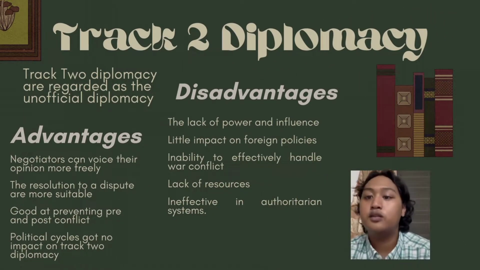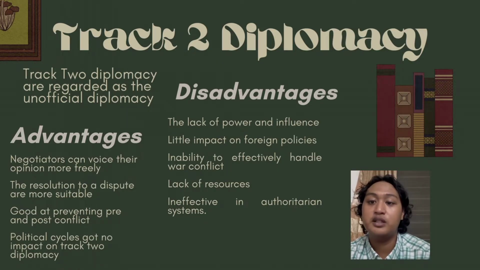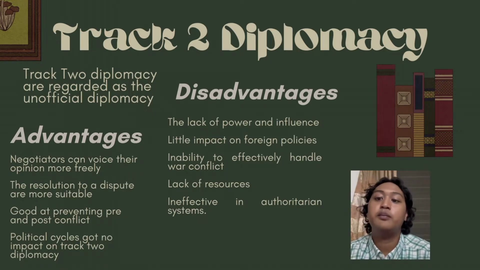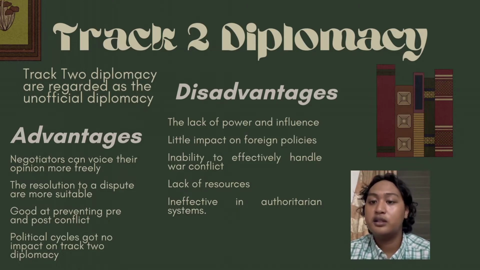The next one is track 2 diplomacy, which is regarded as the unofficial diplomacy. The advantages of track 2 diplomacy are negotiators can voice their opinion more freely because they are not bound by politics. The resolutions to the dispute are more suitable because the negotiators can better voice their opinion based on their own backgrounds. Track 2 diplomacy is also very good at preventing pre- and post-conflict throughout the negotiations. The political cycles do not have any impact on track 2 diplomacy.